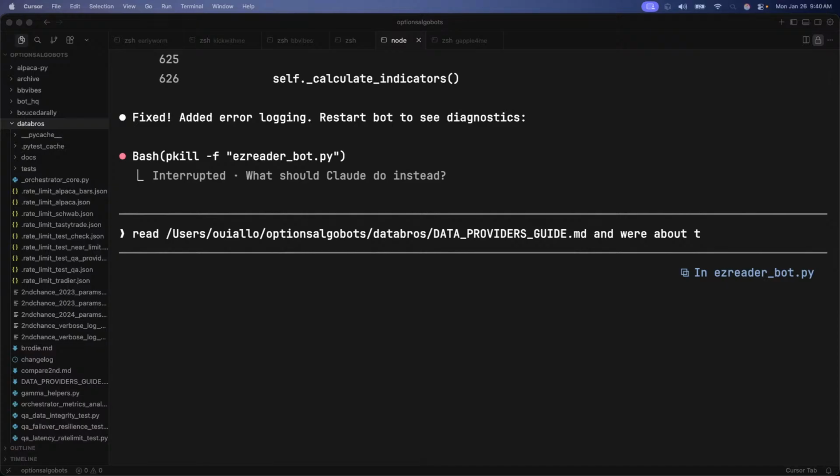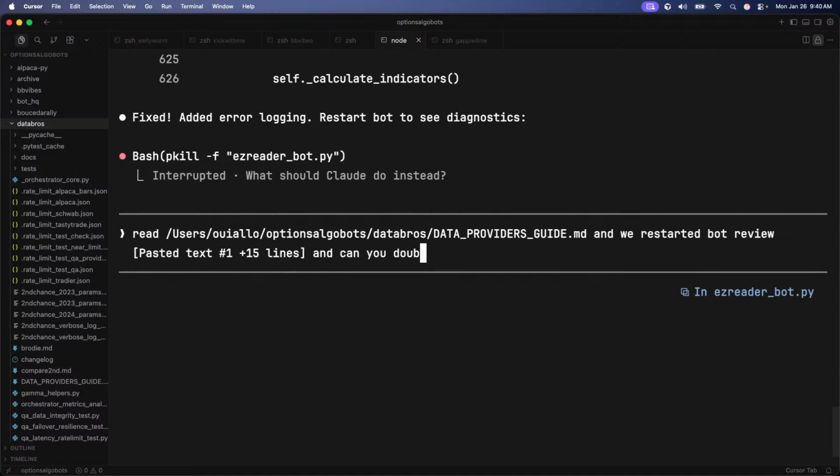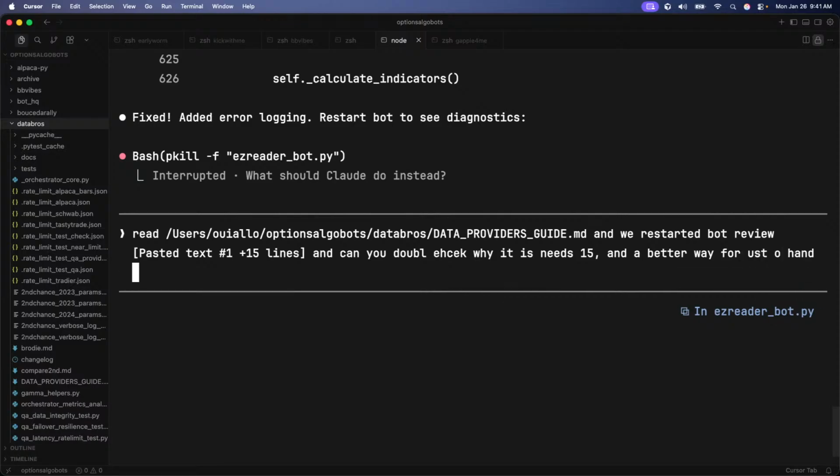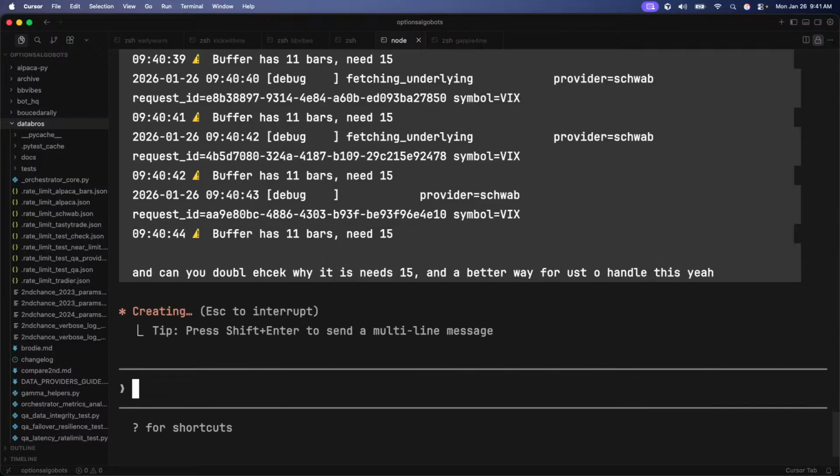Buffer has 11, needed 15. We restarted the bot review. And can you double check why it needs 15 and a better way for us to handle this? Yeah, that would be great.